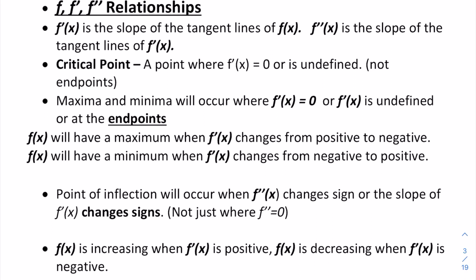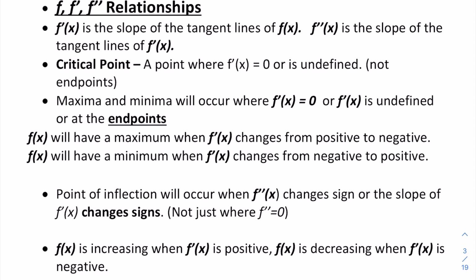F prime, F double prime relations are all over the multiple choice of the AP exam. You are going to have to know these down cold. You have to know that f prime is the slope of the tangent line of f, and f double prime is the slope of the tangent line of f prime. Often you're going to be given an f prime graph, and you're going to have to know information about f double prime, so you have to look at the slope of that f prime graph to tell you the signs of f double prime.